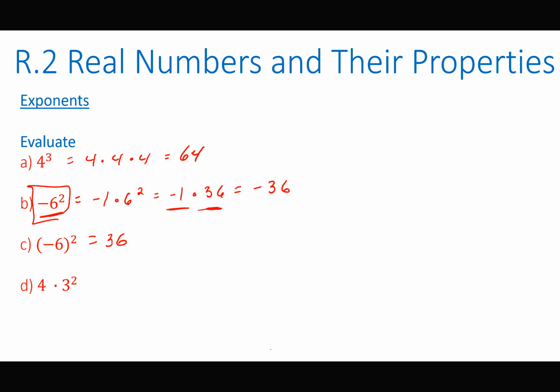Okay. What about this one? What's 4 times 3 squared? Teddy, what's 4 times 3 squared? Correct. All right, so we'd want to do the 3 squared first. So 3 squared to get 9, and then 9 times 4.